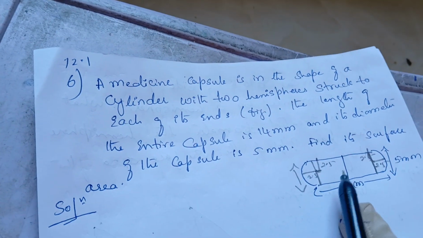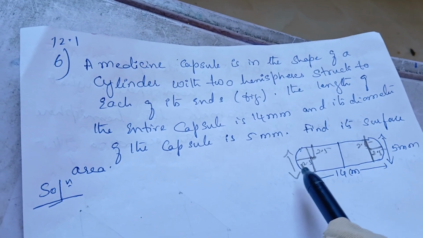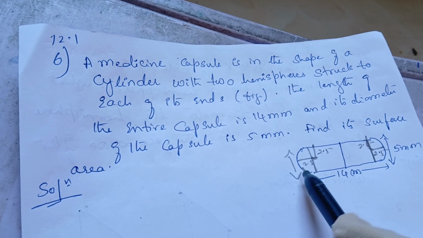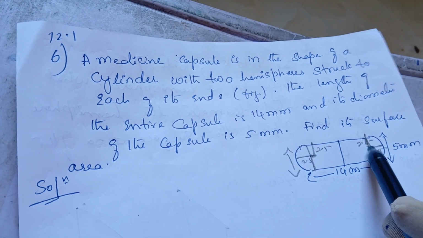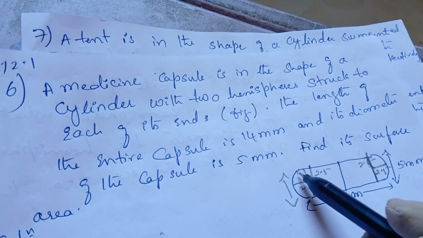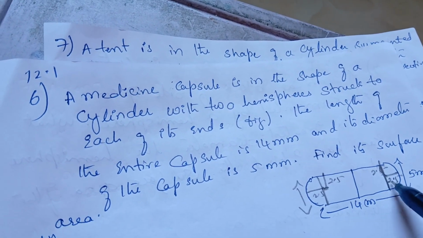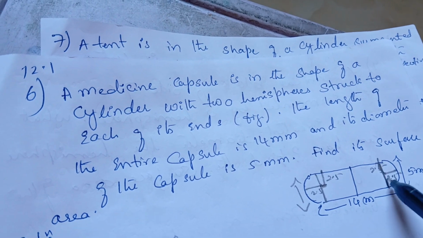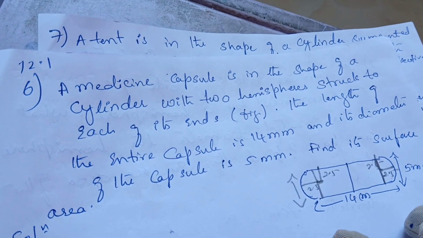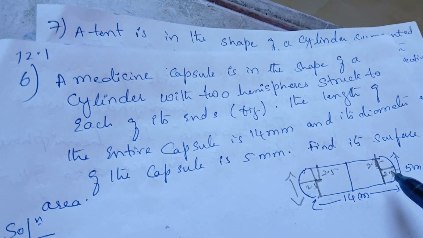It is just like the shape. The figure is given in your textbook also. So the two sides of the capsule are stuck between the hemispheres. This one is one hemisphere, this is another hemisphere. Between the two hemispheres there is a cylinder. So the cylinder is stuck between the two hemispheres.